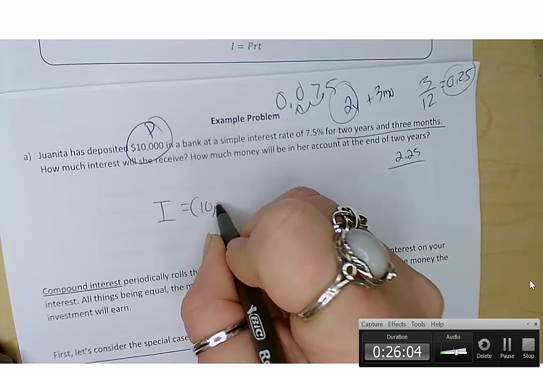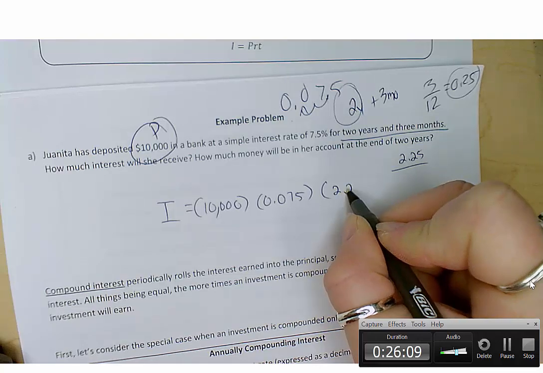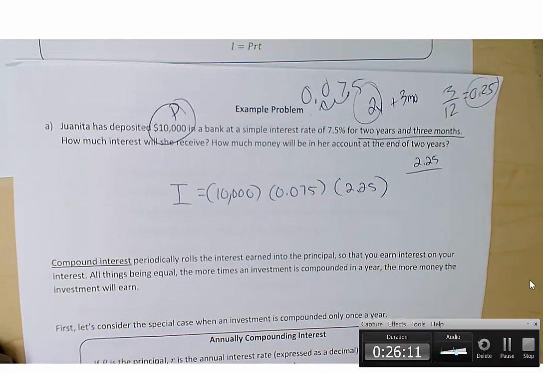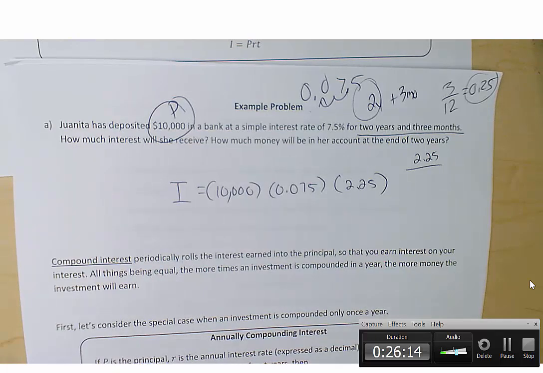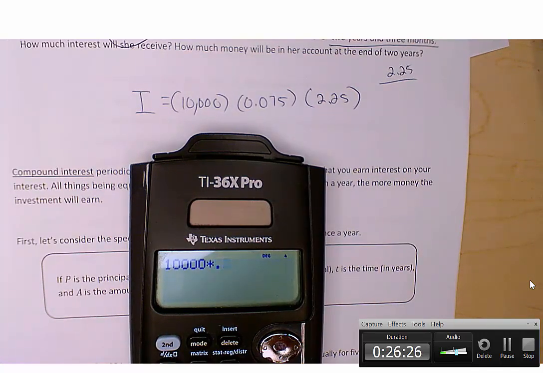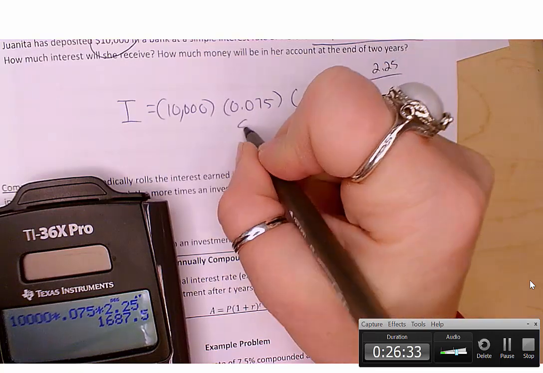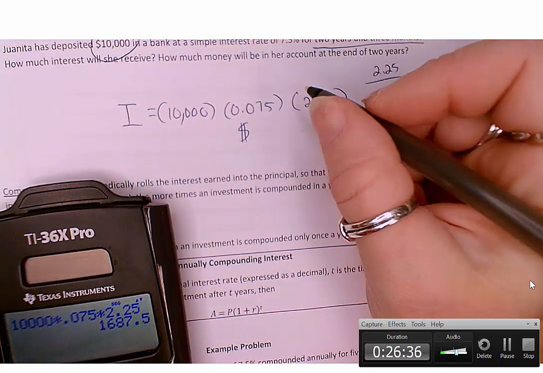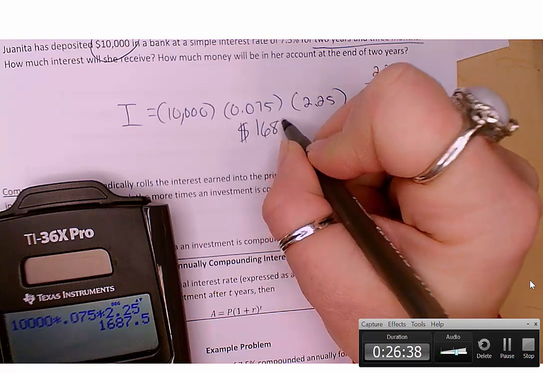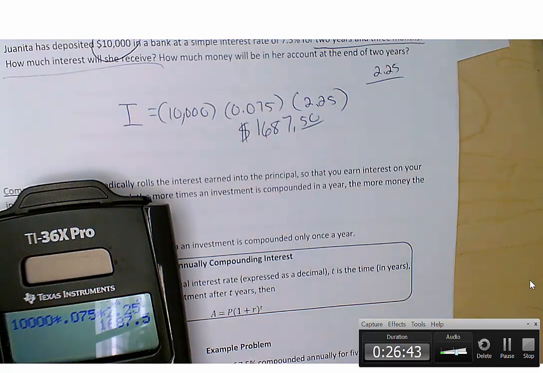So our interest is equal to principal times the rate times the time. Multiply this all together, and that will give us the interest for this problem. Now I am going to be throwing this into a calculator. So we do 10,000 times 0.075 times 2.25. It tells us that the interest after that 2 years and 3 months will be $1,687.50. So that answers the first question.